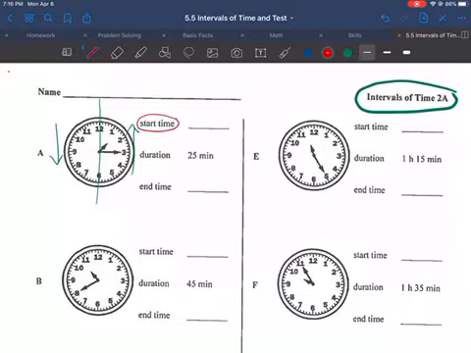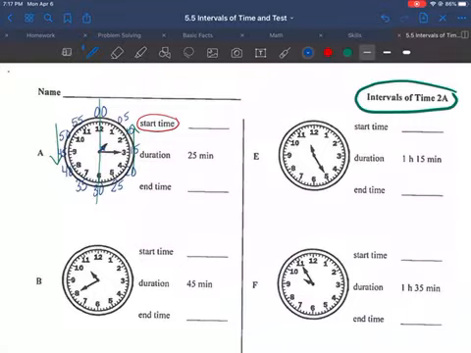I'm going to go ahead and start by looking at what they're asking me. They want me to find the start time. Before I continue, I forgot to do my minutes. So we have a clock, 5, and then we have 10, 15, 20, 25, 30, 35, 40, 45, 50, and 55. And then, of course, it gets to 60, but that would be a clock.